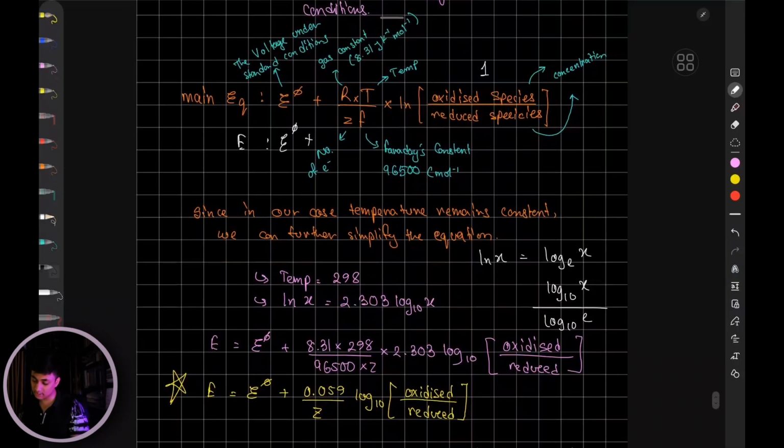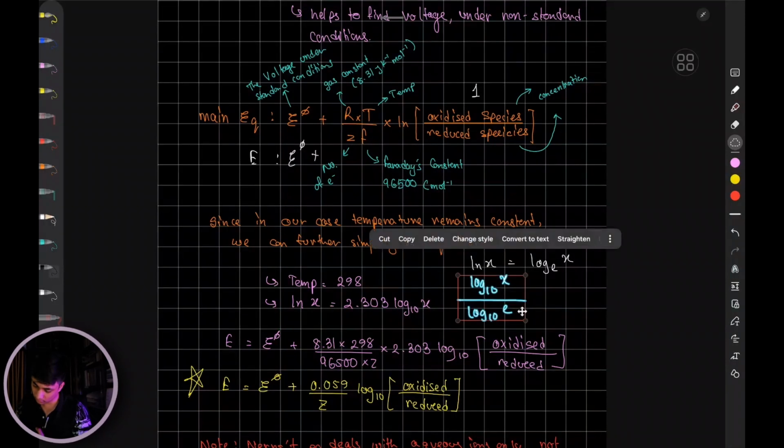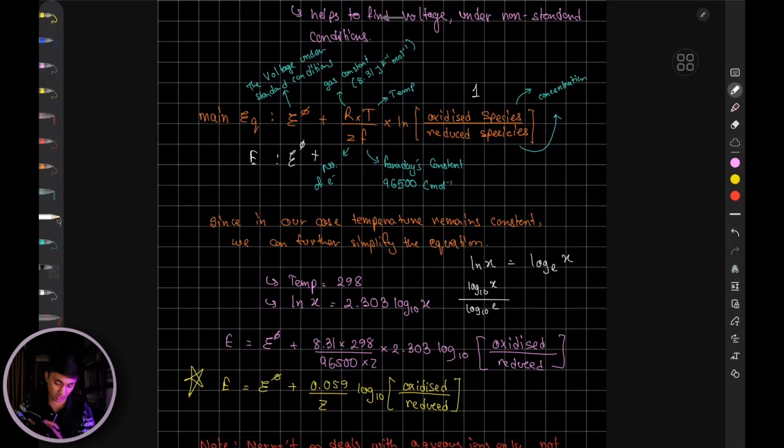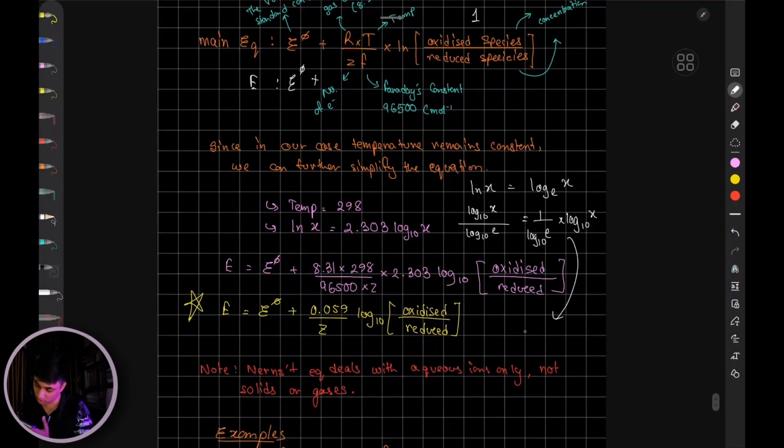So now you can simplify this as log base 10 of x divided by log base 10 of e. If you take your calculator out and calculate log base 10 of e, you're going to find the value to be 0.4343, so this can be written as 2.3026 times log base 10 of x.